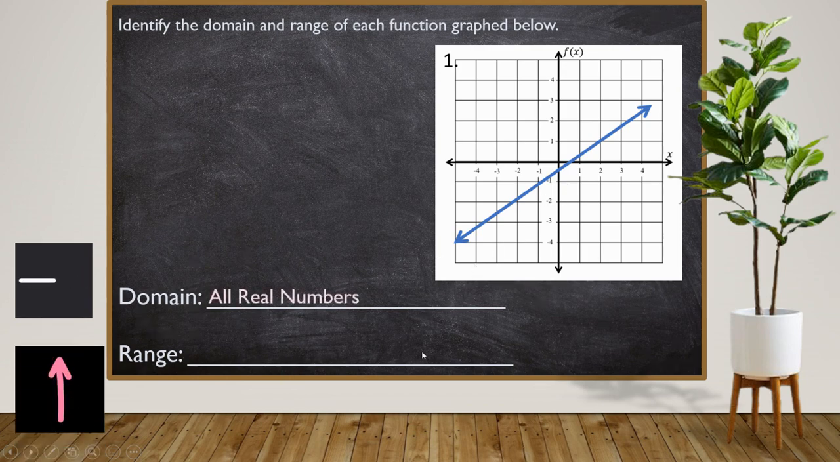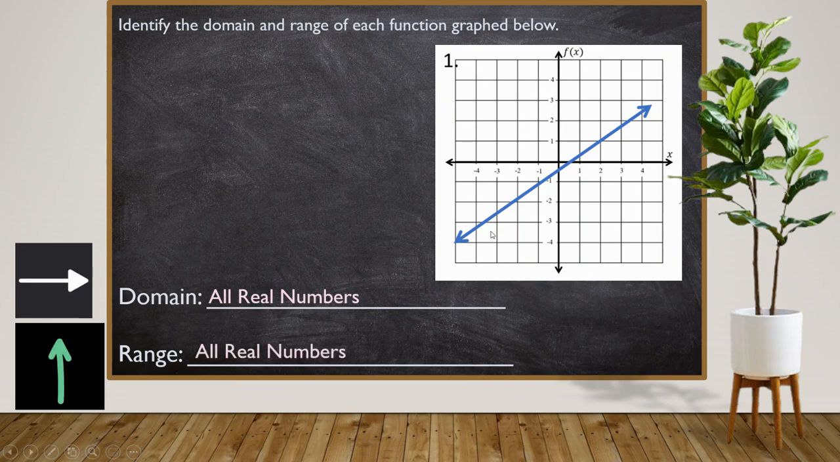Then for our range, again, look at it from bottom to top. This arrow is going to the left, but it's also going down. So the y values go down into negative infinity. And that arrow is going to the right, but also up. So it's going up to positive infinity forever. So our range is also all real numbers. No restrictions on the left-hand side or right-hand side, no restrictions on the bottom or no stopping on the top either. It's continuing on forever.